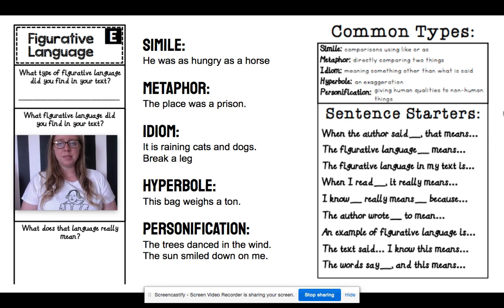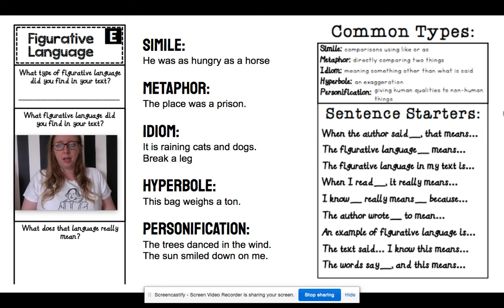Last but not least, we have personification. So this is giving human qualities to non-human things. So for example, the trees danced in the wind. Trees can't dance, but what the author is trying to get me to understand is the trees are moving in such a way that it could be like a dance. The sun smiled down on me. Suns can't smile. I've never seen the one outside smile. But what the author is trying to get me to understand is the sun's beaming down or shining on me.